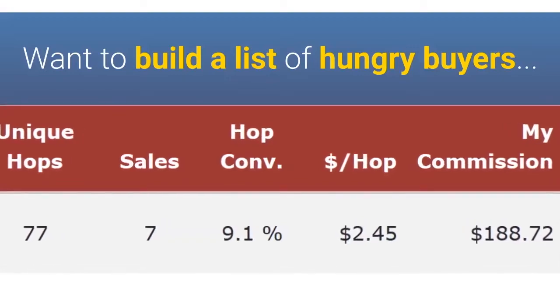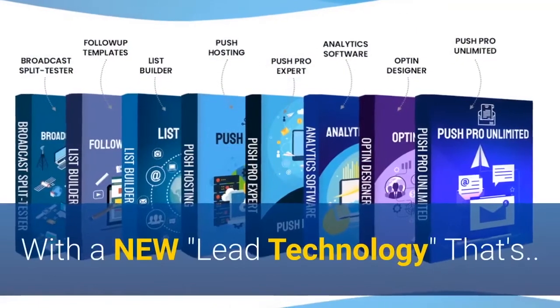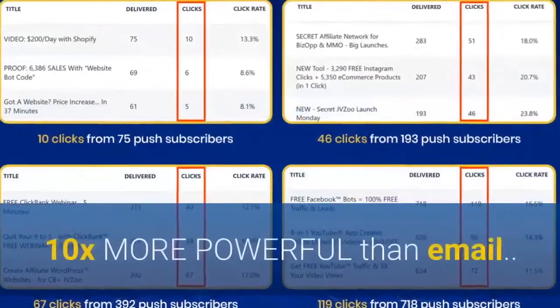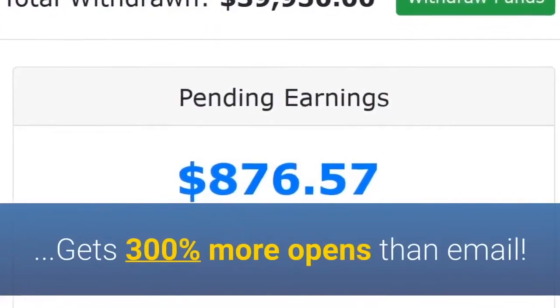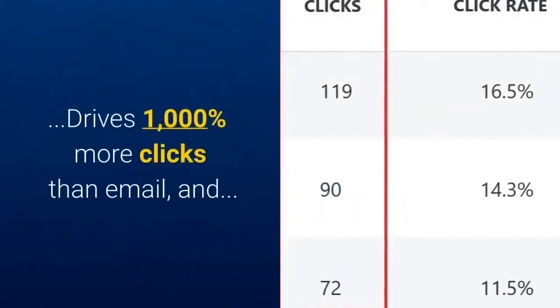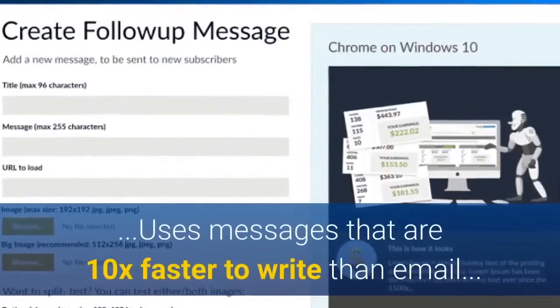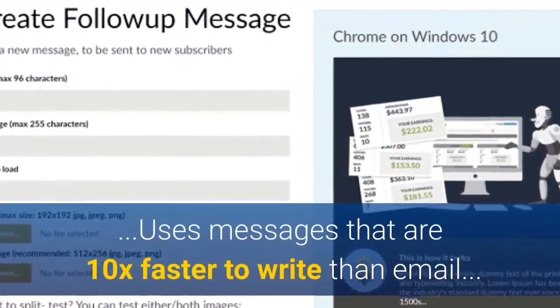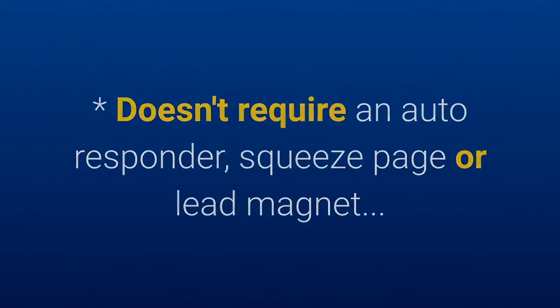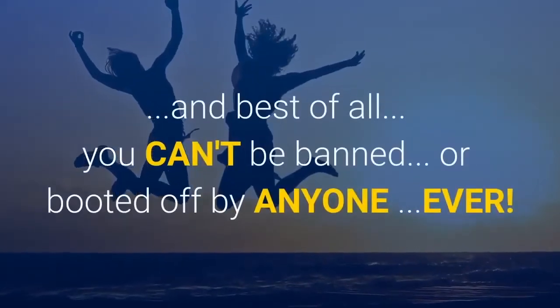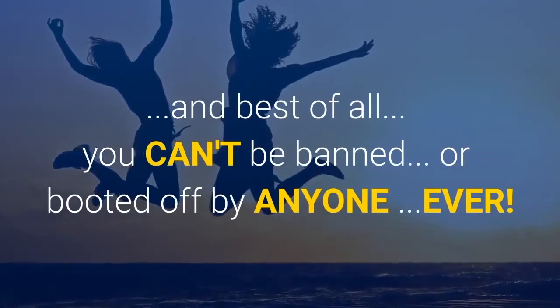Do you want to build a list of hungry buyers with a new cutting-edge lead technology that's 10 times more powerful than email? This new list building technology gets up to 300% more opens than email, drives up to 1000% more clicks than email, uses messages that are 10 times faster to write than email, doesn't require an autoresponder, squeeze page, or lead magnet. And best of all, you can't be banned or booted off by anyone ever.